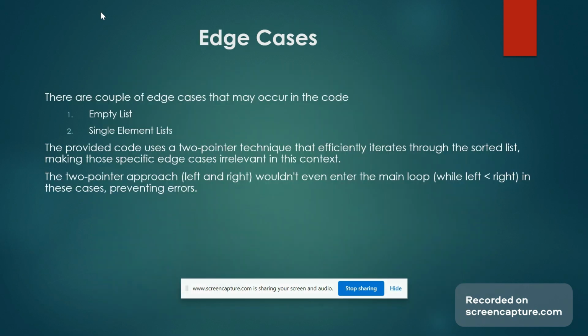In our code, let's see the edge cases that may occur. Usually there are a couple of edge cases: an empty list and a single element list. However, in our code we use a two pointer technique that efficiently iterates through the sorted list, making those specific edge cases irrelevant in this context. Our approach wouldn't even enter the main while loop, so in these cases it prevents errors. Completely, it avoids the empty list and single element list.